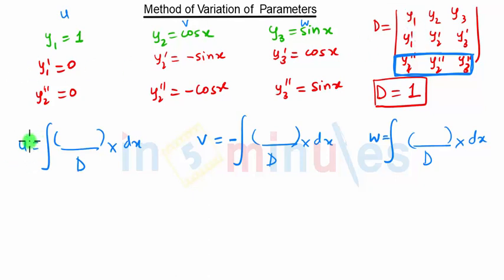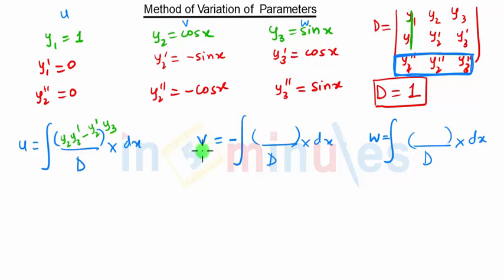So to calculate u, we will ignore the column of y1 because u goes with y1, so we will ignore this column. So we get these 4 terms. So we cross multiply, that is, we take the determinant of these 4 terms, which is y2 into y3 dash minus y2 dash into y3.